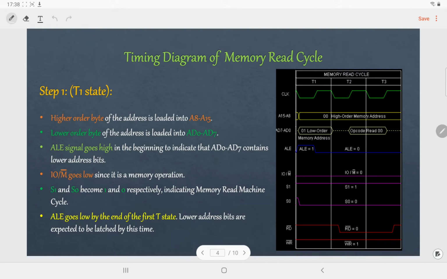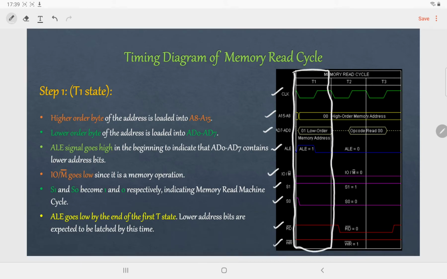Now let us discuss the timing diagram of memory read machine cycle. In the timing diagram we show the condition of different pins with respect to the clock pulse. So here with respect to clock pulse we show the condition of A8 to A15, AD0 to AD7, ALE, IO/M bar, S1, S0, RD bar and WR bar. Here I will discuss only the first T state.